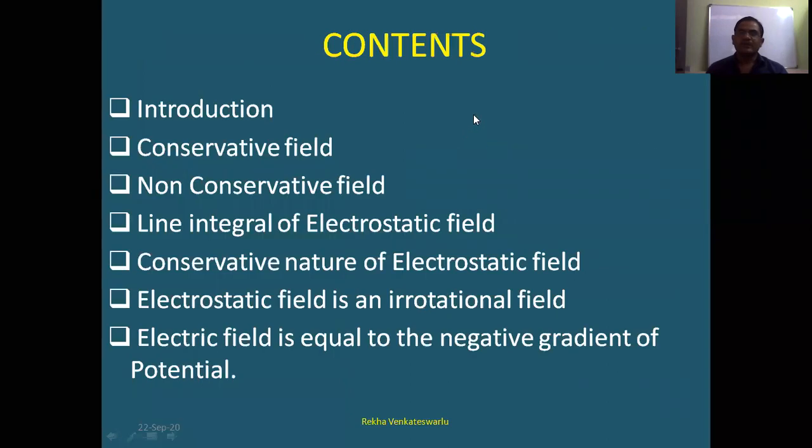So the plan of my talk in this present lecture is: introduction, conservative field, non-conservative field, line integral of electrostatic field. Then after we will discuss the conservative nature of electrostatic field. Next, electrostatic field is an irrotational field. Lastly, we will see the discussion of electric field is equal to the negative gradient of potential. This is the plan of my talk.